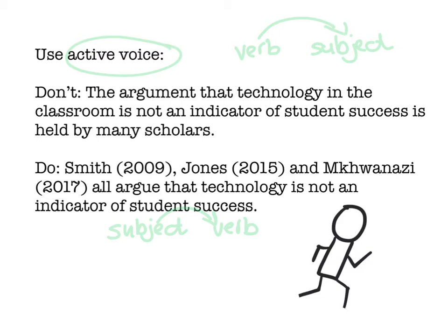For example, instead of saying, "The argument that technology in the classroom is not an indicator of student success is held by many scholars," rather say, "Smith, Jones, and Mkhwanazi all argue that technology is not an indicator of student success." Not only is the latter sentence more concise, but it also forces you to state who the subject of the sentence is explicitly, and so makes your writing more rigorous.